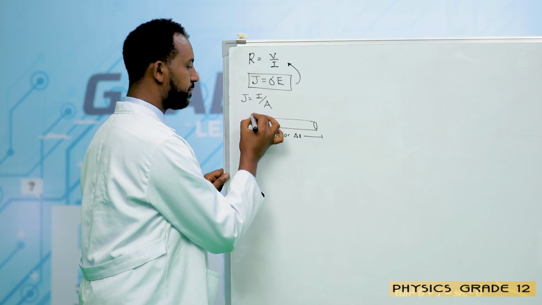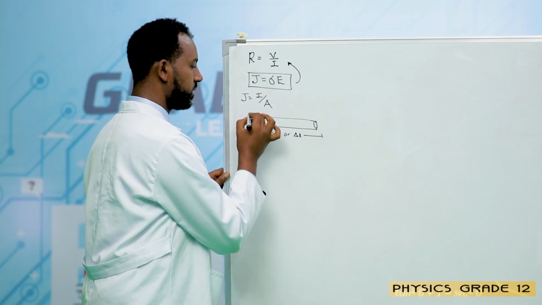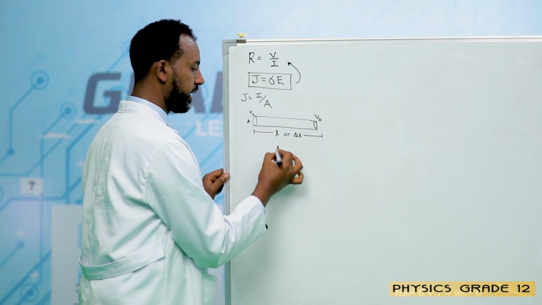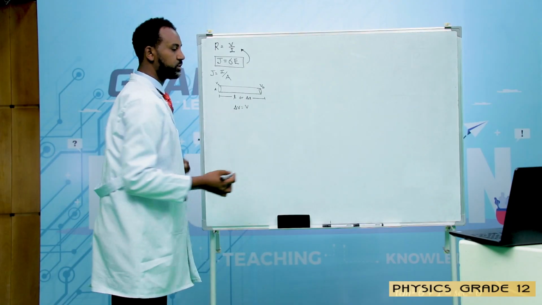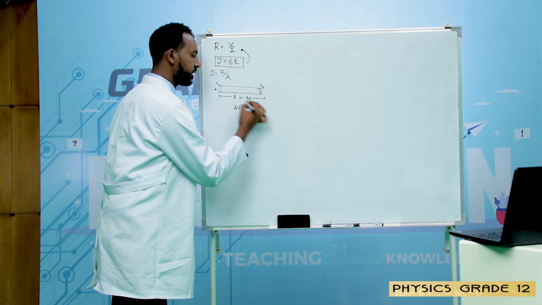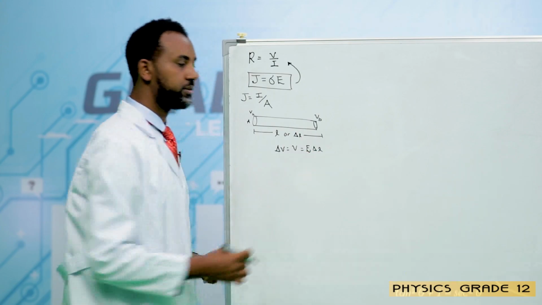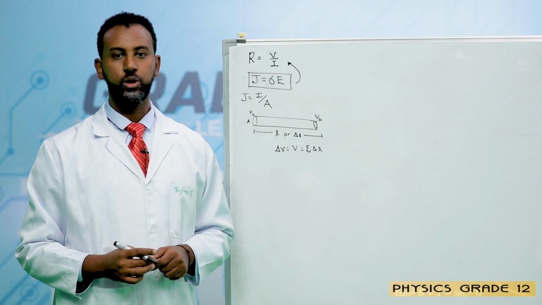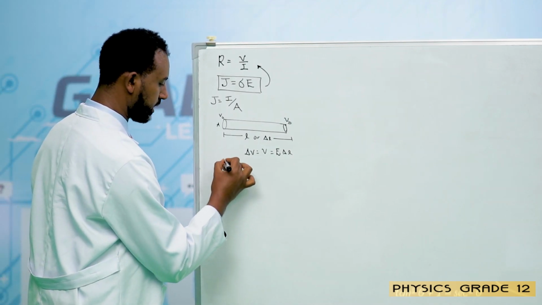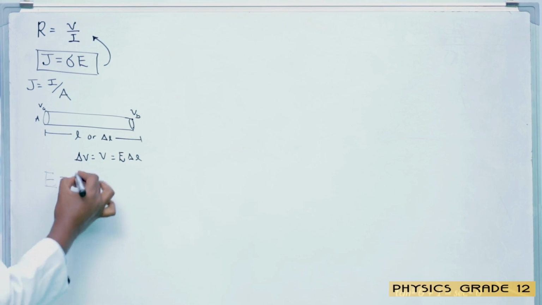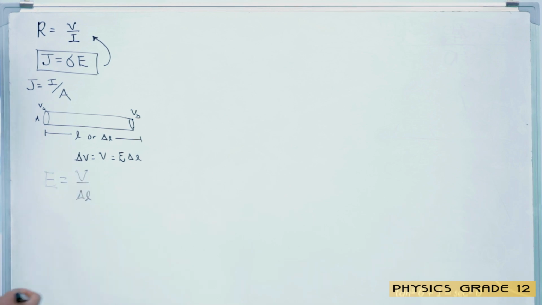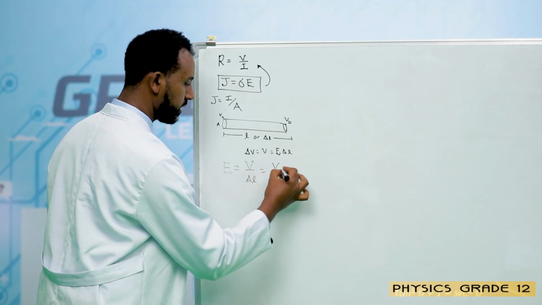Therefore, can we determine the electric field between these 2 points? Here we have point A and point B. The potential difference between A and B, or the voltage between A and B, can be given as electric field E times L or change in L. I hope in Unit 4 you have already discussed this. Therefore, electric field can be expressed as E is equal to V, potential difference, over change in L, or we can substitute this as V over L.